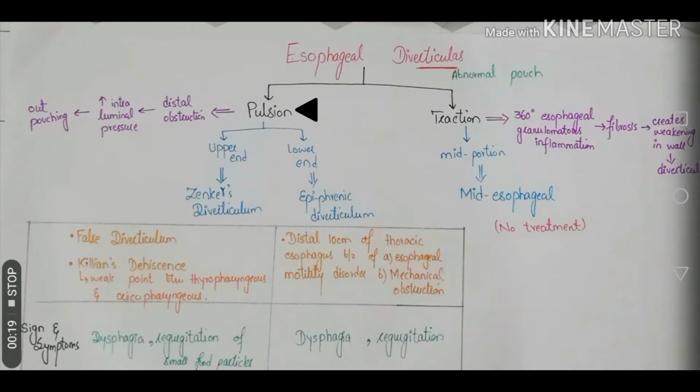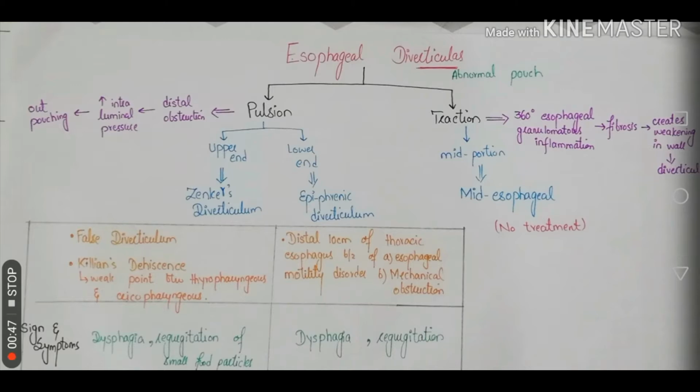In the Pulsion type, there is distal obstruction for a prolonged period of time that leads to increased intraluminal pressure that eventually causes an outpocketing or outpouching. Talking about the traction type, it is because of a 360-degree esophageal granulomatous inflammation that eventually leads to fibrosis, which causes weakening in the wall that leads to outpocketing in the form of a diverticula.